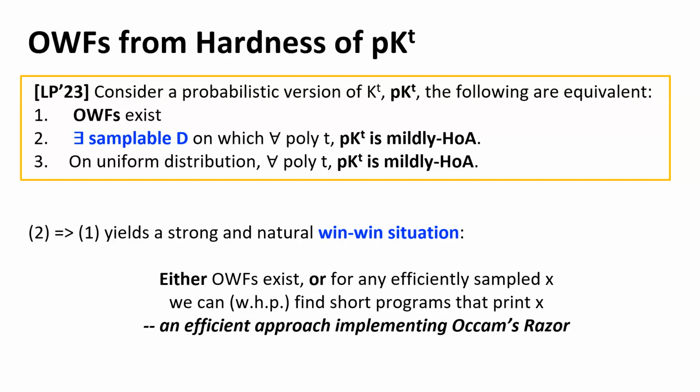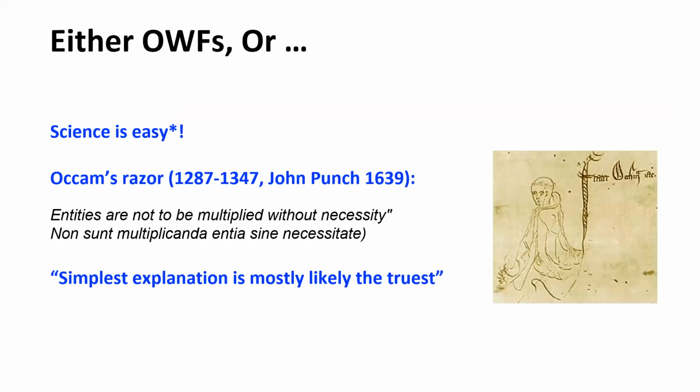If we have a search algorithm looking for the shortest program, this is actually an efficient approach implementing ideas behind Occam's razor. And as mentioned before, let me be a bit poetic here. This is going to have amazing consequences. We're going to show that either one-way functions exist, or science is easy if you believe in Occam's razor, which is the most popular and prevailing principle in our science community today.